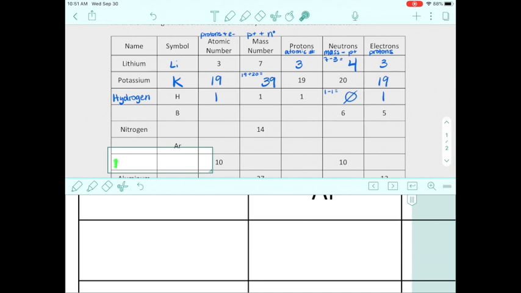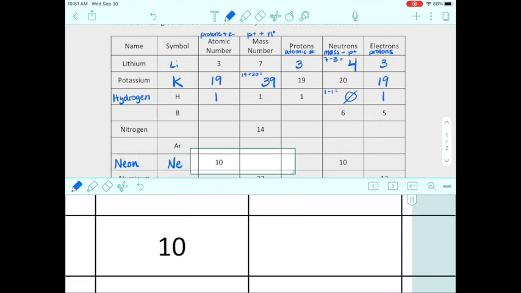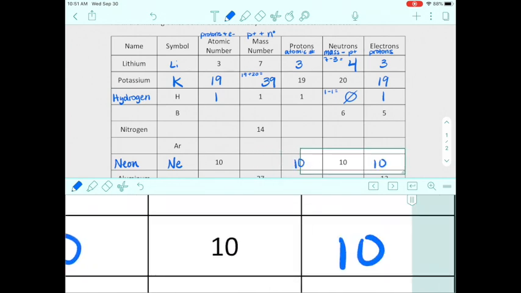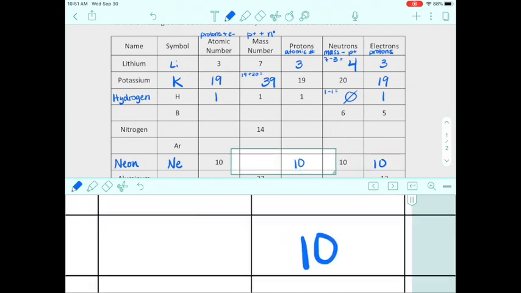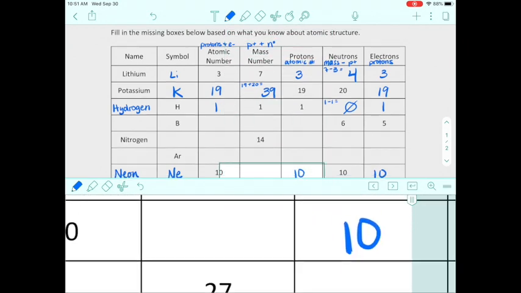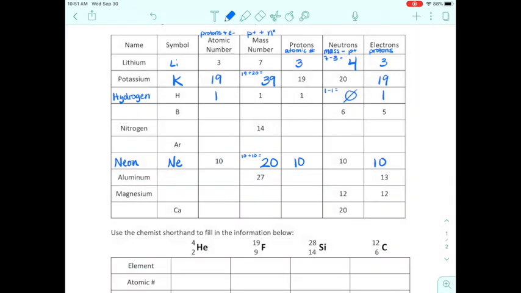So we're on this one here. So neon, oops. And the symbol is Ne. Now we can go ahead and fill in the rest. If the atomic number is 10, then we know the protons and the electrons are also 10. The mass number, remember that's protons plus neutrons. So we're going to do 10 plus 10. So we've got 10 protons and 10 neutrons. So the mass number, excuse me, is 20. Okay, so that leaves you 1, 2, 3, 4, 5, 6 to fill in on your own.